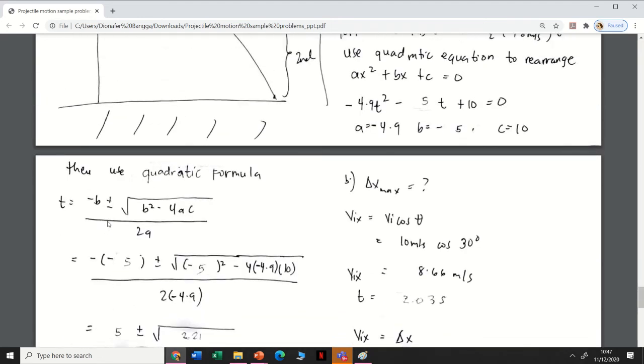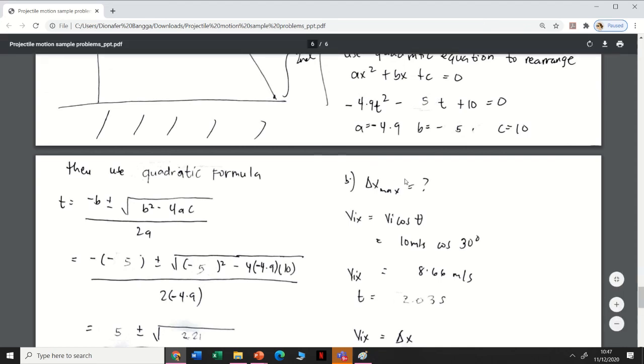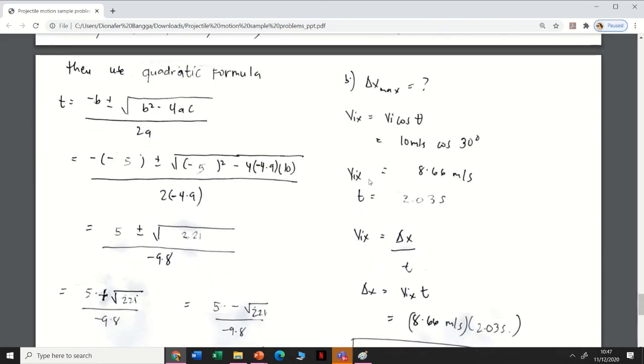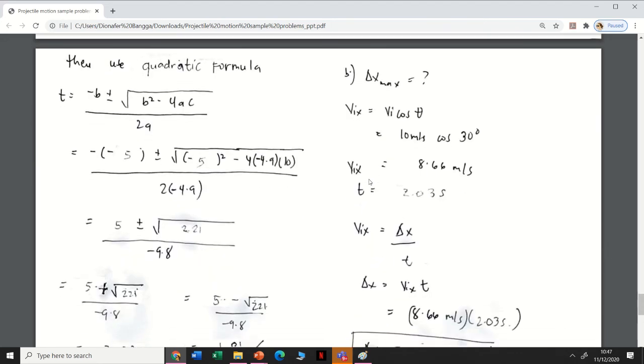A in this case is negative 4.9, the B is negative 5, C is positive 10. So those values should be used here in our quadratic formula. To solve, of course, let us write the quadratic formula itself, which is negative b plus minus square root of b squared minus 4ac divided by 2a. And then you just substitute all of the values in there.